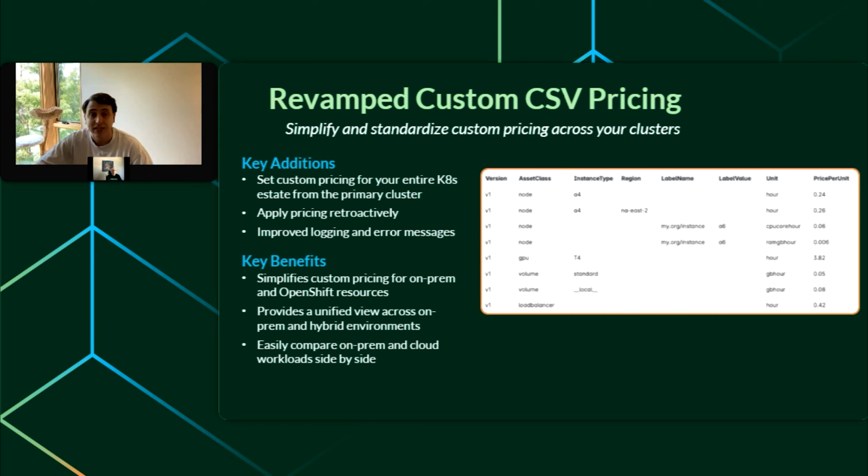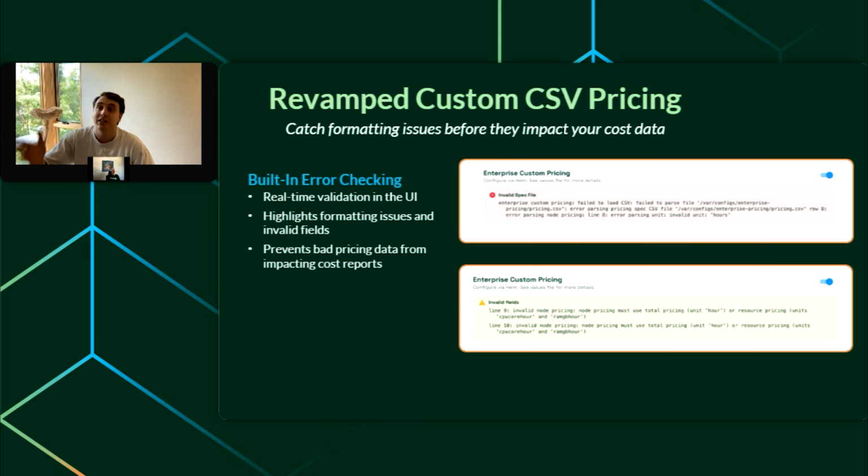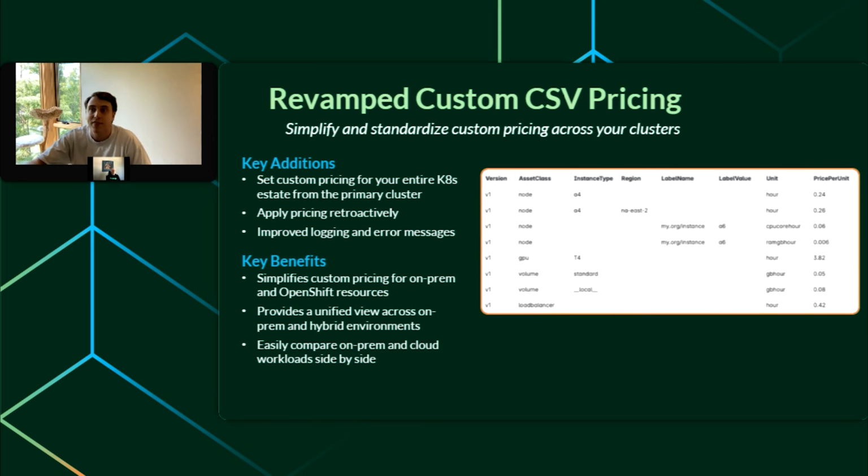The other key addition here is that now these prices will be applied retroactively. If you look at pre-Kubecost 2.8, you upload the pricing sheet, and it's going to use those prices from that point in time going forward, that point in time being whenever you deployed or upgraded to that Helm chart.